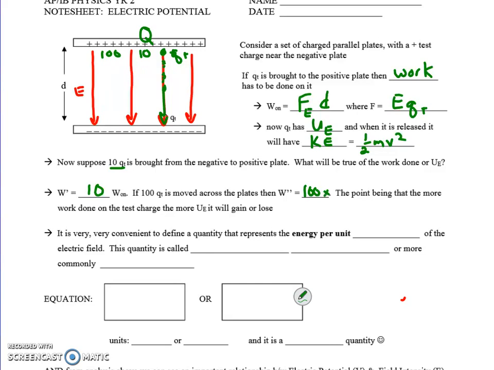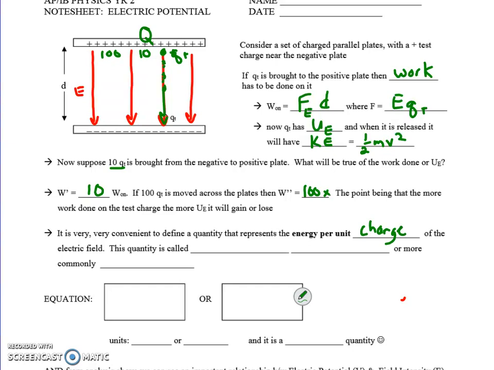The point being that the more work is done on a test charge, the more energy it will gain or lose. So more charge means more work, which means more energy. But is there something that all 3 test charges have the same about them because of where they are in the field? And that's the idea of electric potential. So it is very convenient to define a quantity that indirectly represents the amount of energy you have based on where you are, and that is done by using energy per unit charge.